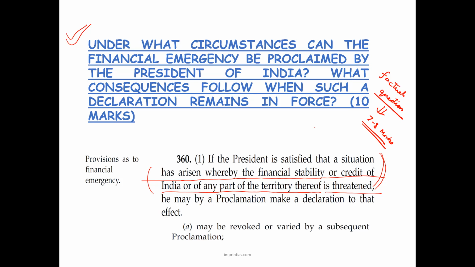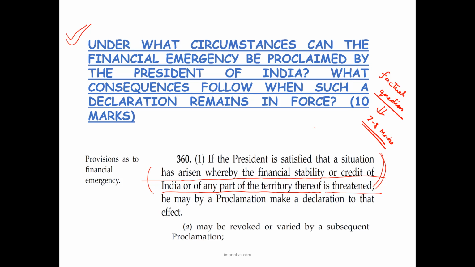Now, obviously, the majority of you might not remember this, so I would definitely suggest that you should have a basic idea. Financial stability or credit of India, I think everybody would have written, but of any part of the territory thereof might not be remembered. So just to remember, let's say we're in Punjab and there is a lot of financial difficulty, there's a lot of debt. So financial stability of Punjab is affected. So the Union of India itself can actually say that we can have a financial emergency.